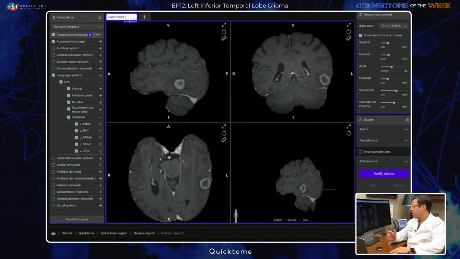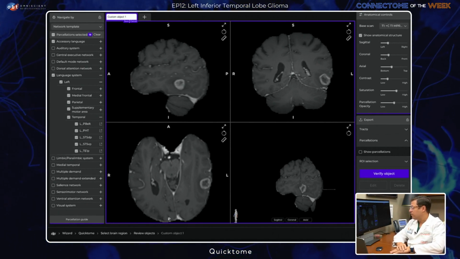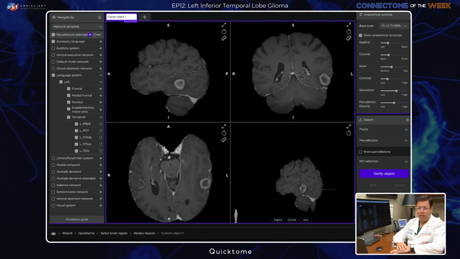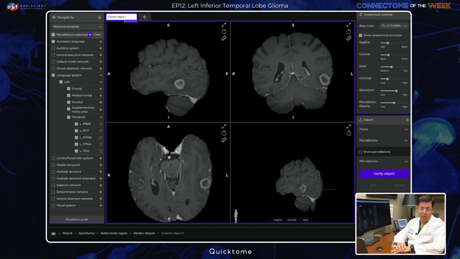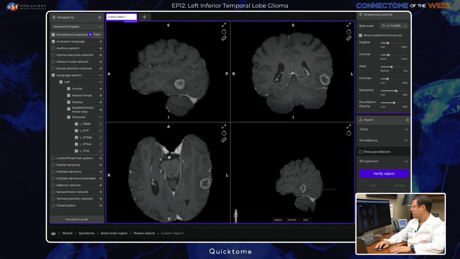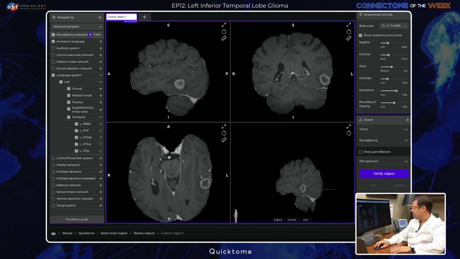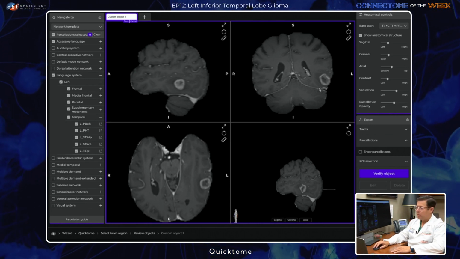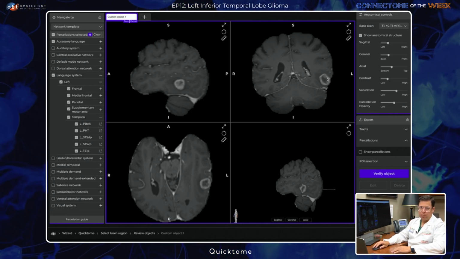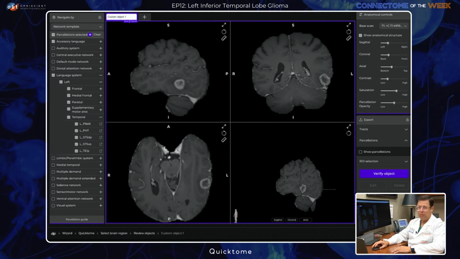So this is a 50-year-old gentleman who presented with some very mild speech difficulties and had an MRI here that shows this heterogeneously enhancing lesion in the inferior temporal lobe. If we look at the MRI scan here, we can see it's very well circumscribed. It's posterior in the temporal lobe, involving most likely the middle temporal gyrus here, back towards the vein of Labbé.